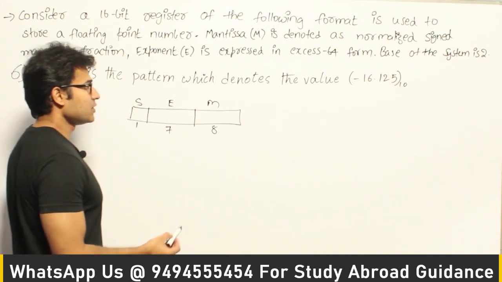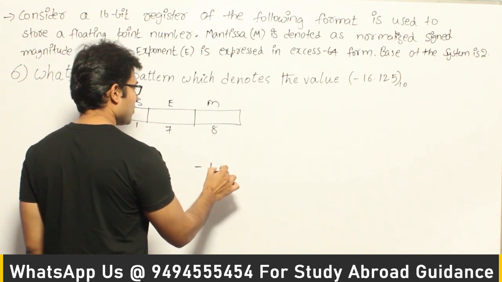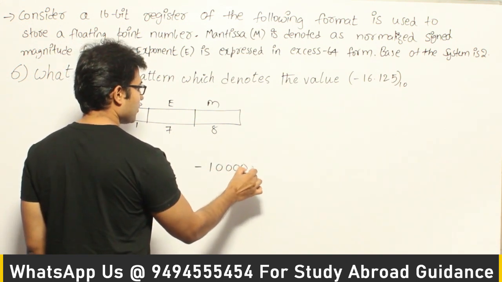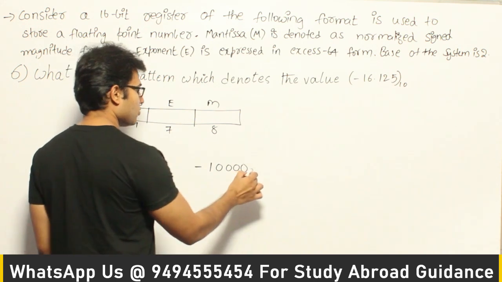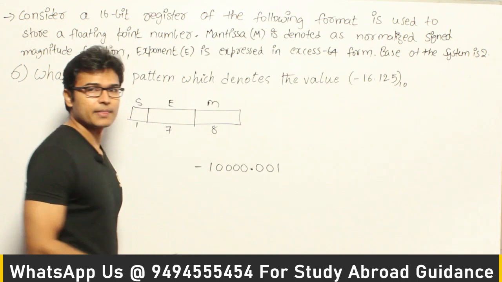So what is the value of this? Minus 16 is 1 followed by 1, 2, 3, 4. This is 16, and .125 is 0, 0, 1. So this is 16.125, right?